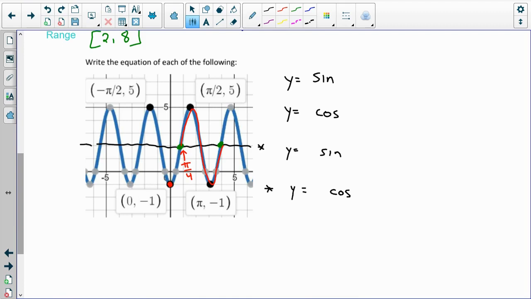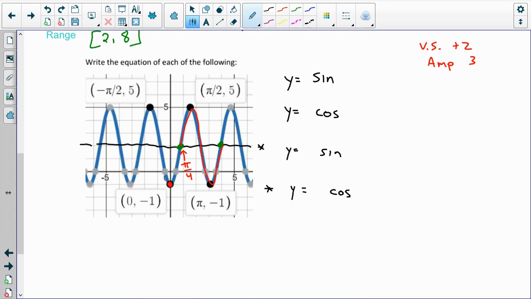So let's just decompress this. I have a vertical shift up 2. The horizontal shift, or the phase shift, is going to totally depend on whether I write it as a sine or a cosine graph. My amplitude is 3. And I shouldn't write a positive, but my amplitude is 3. So this will really help me as I'm writing these things. And then I have to figure out what my period is.